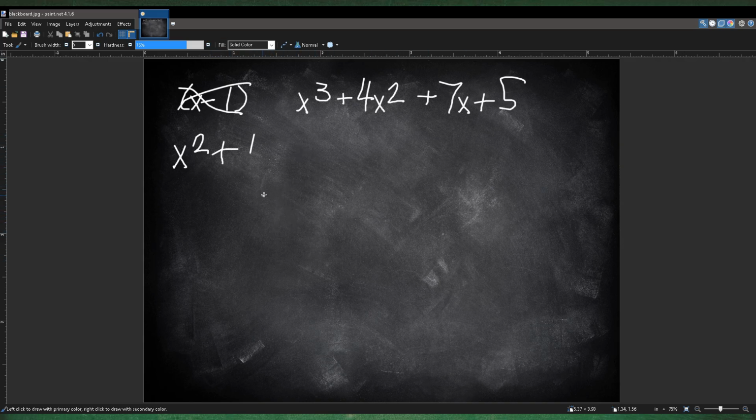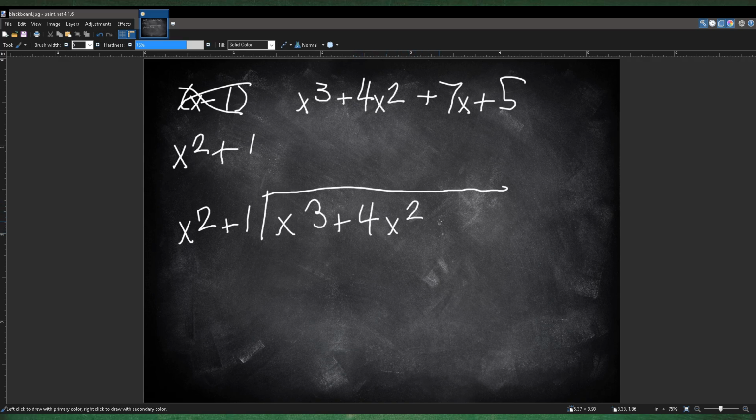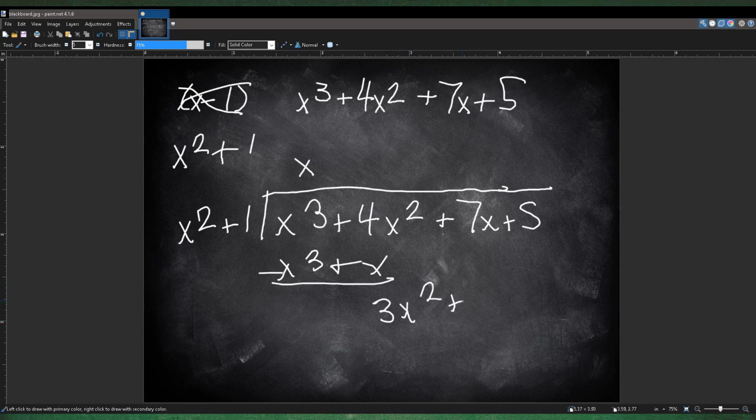So what you'll do is it'll be like this: x cubed plus 4x squared plus 7x plus 5. It's the same process. So what multiplies the x squared plus 1 to get the x cubed? You multiply by x. So that's x cubed plus x. Subtract them together, you get 3x squared plus 7x. Drop that 7x down. And you want to multiply this by 3. You get 3x squared plus 3. Subtract them together.